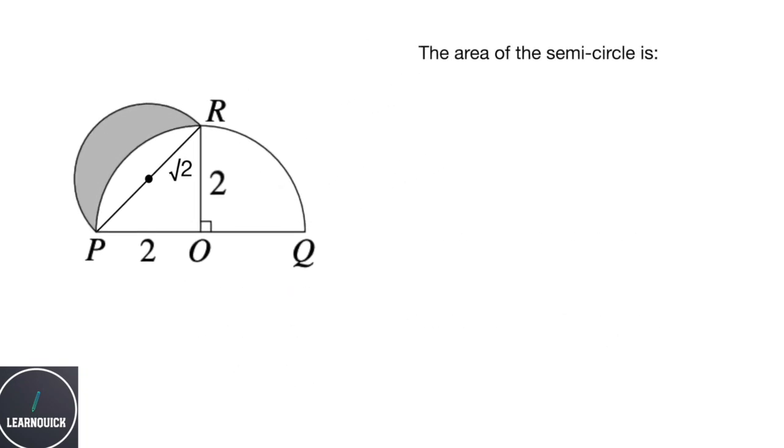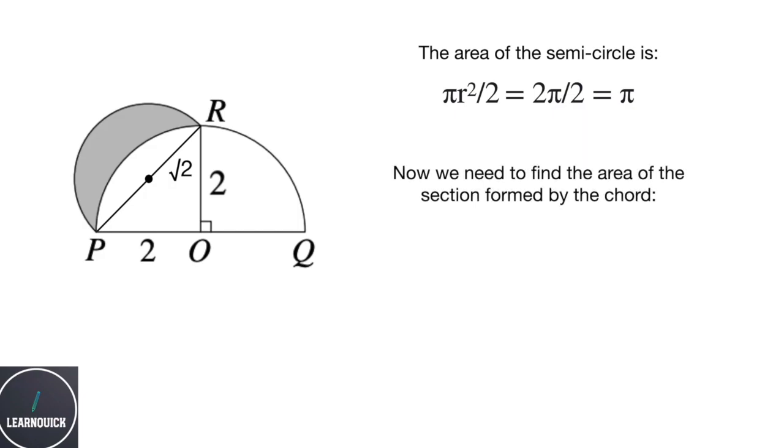Now moving on, we want to find the area of the semicircle. The area of a semicircle is pi r squared divided by 2. Put in our root 2. Root 2 squared will be 2, so we have 2 pi over 2, which is pi. So now we need to find the area of the section formed by the chord.